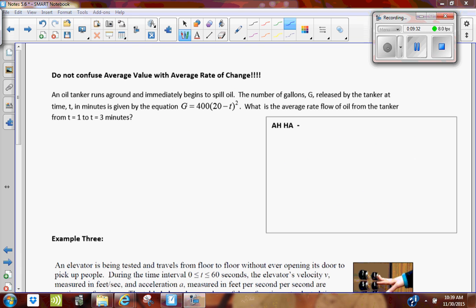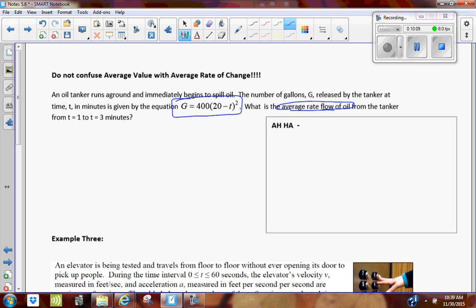Okay, so what I have found is that we often now confuse average value and average rate of change, like they are synonymous. They are kind of synonymous. All right, so you have an oil tanker and he runs aground and it begins to spill oil. The number of gallons released by the tanker is given by this equation right here. What's the average rate flow of oil? That's worded funny. From 1 to 3 minutes.